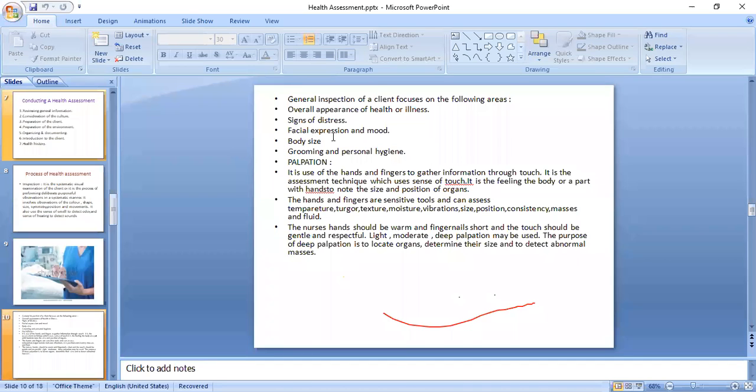Then facial expression and mood. By looking at the face only, we can tell if he is in a good mood or a bad mood. So we have to observe their facial expression to tell their moods. Then body size, if he is overweight or underweight. Then grooming and personal hygiene, if he or she is well groomed or maintaining personal hygiene, we have to note it down. Till now, have you understood? Yes, ma'am. Okay.